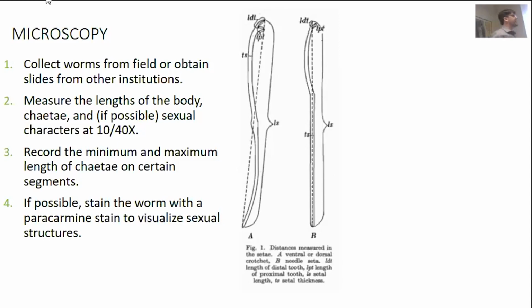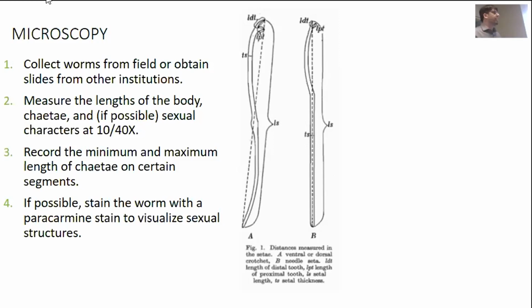I would measure the lengths of the body and the chaetae, and if possible, sexual characters at 10 to 40x. When I measured the chaetae, for example, this is not a Leucostris chaeta, I would measure the length from the seal all the way up to the upper tooth. I would find the widest point and measure the width of that chaeta. And for the teeth, I would only measure the lengths of the distal and the proximal tooth, because the width is negligible for at least the lower tooth. I would record the minimum and the maximum length of chaetae on certain segments.